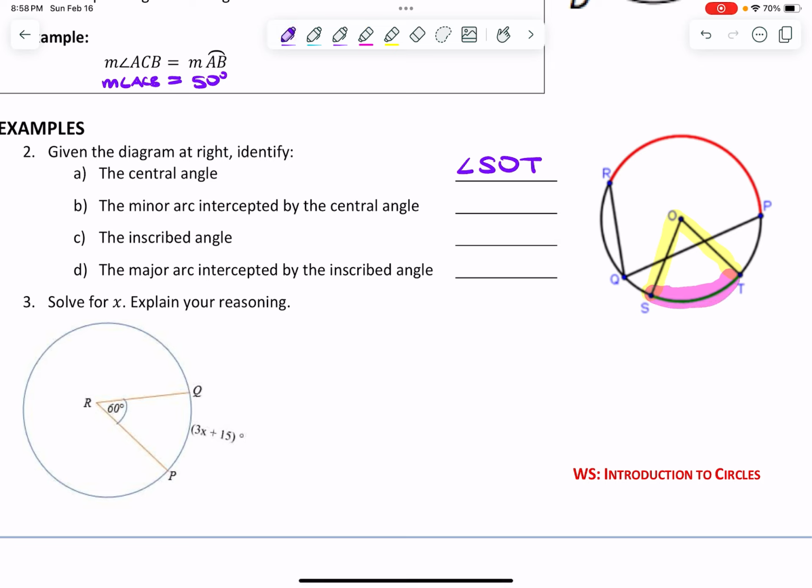Remember, minor arcs are always going to be less than half the circle, less than 180 degrees, and it's denoted by the two endpoints, S and T, with that curved marking on top.